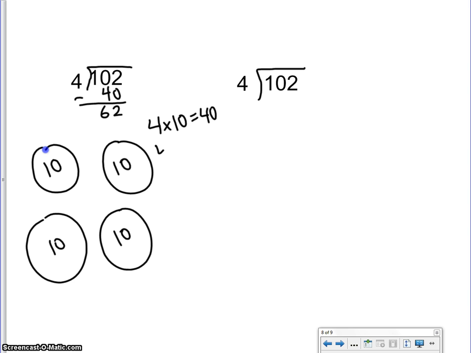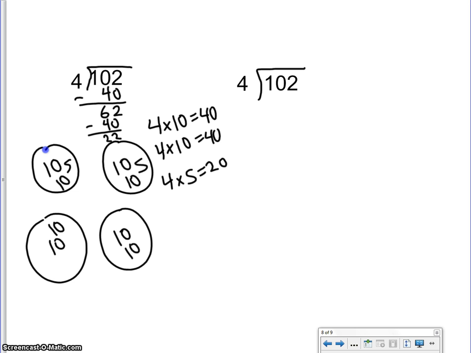Then they know, well, I can give everyone 10 more, which is another 40. So we would subtract that away, and now we're left with 22. Hopefully when they get to this number, they can use their basic facts of 4, 8, 12, skip count to it, or know that 4 times 5 is 20, which is the closest I can get. So I can give everyone 5 more, which is 20. If I subtract 20 away, I'm left with 2. So my answer is 25. Everyone gets 25 with 2 left over.